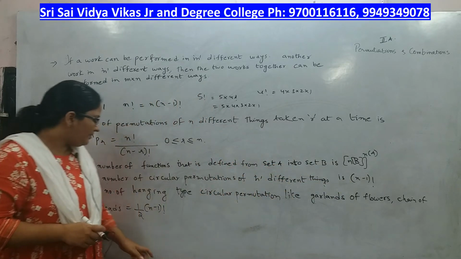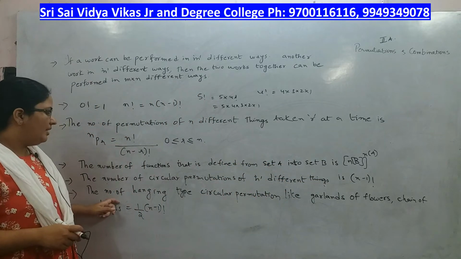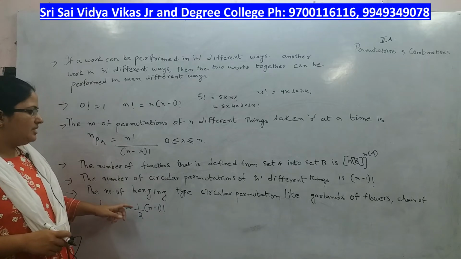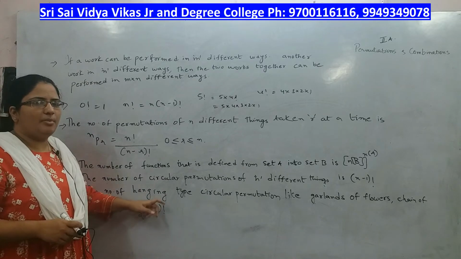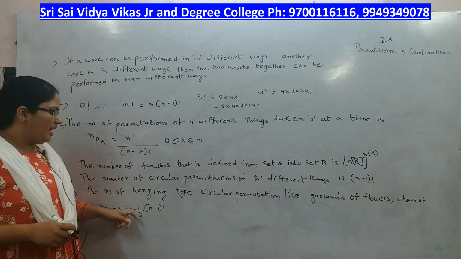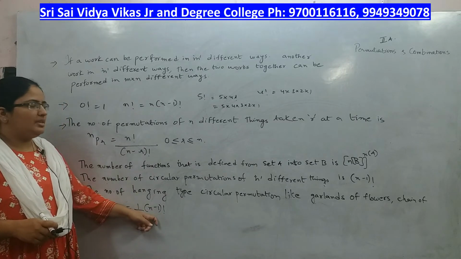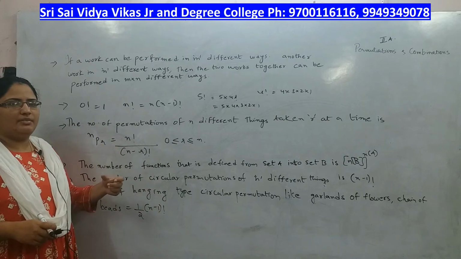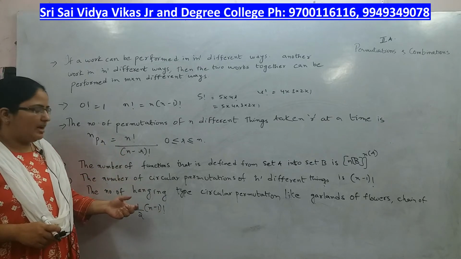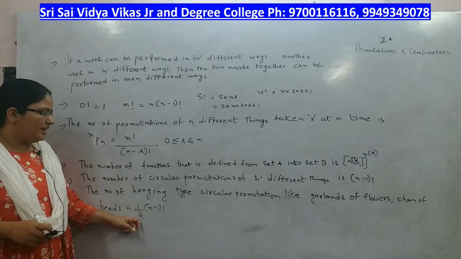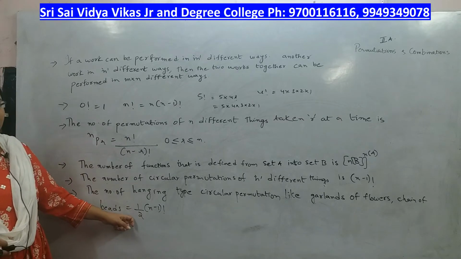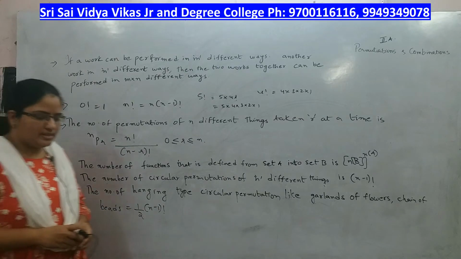Similarly, if you want to arrange n different things in the form of a garland or beads, it can be done in half into (n minus 1) factorial ways. This is because one half of the garland will be the same as the other half of the garland, so you can arrange it in half into (n minus 1) factorial ways.